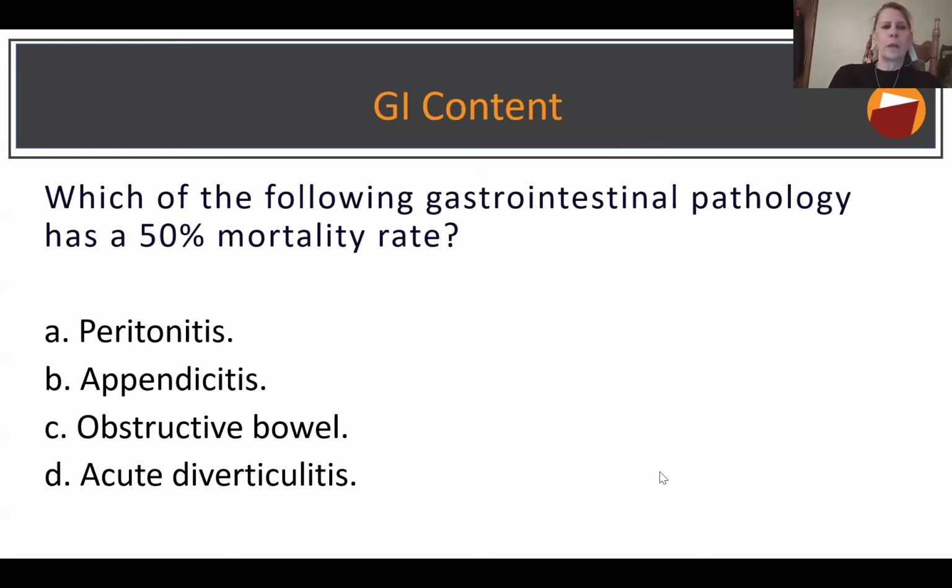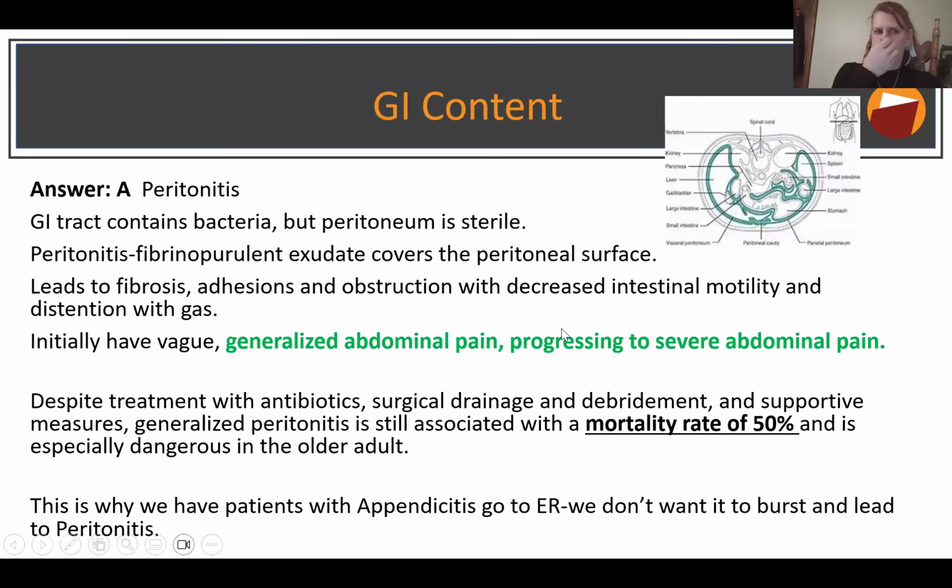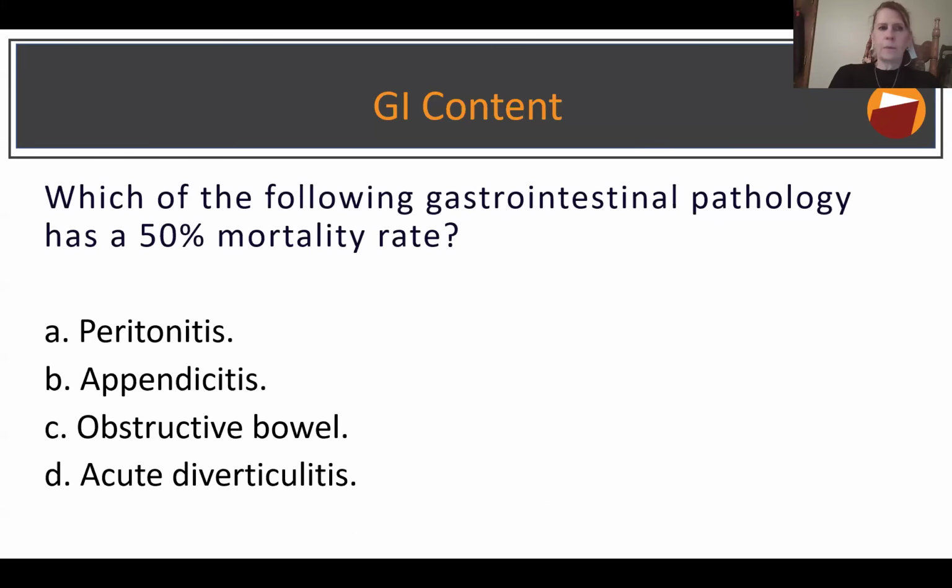All right, so our answer here is A. A lot of times people say B, which is appendicitis. Appendicitis isn't the same as a ruptured appendix. This is why we get them to the emergency room, because if it does rupture, it can cause peritonitis. And if they have peritonitis, yes, there's a 50% mortality rate.